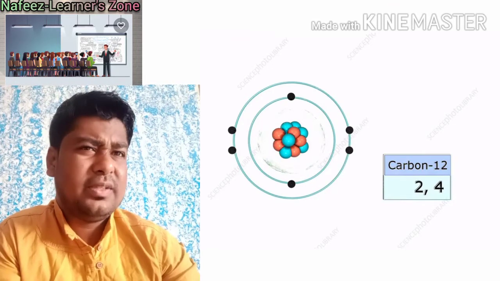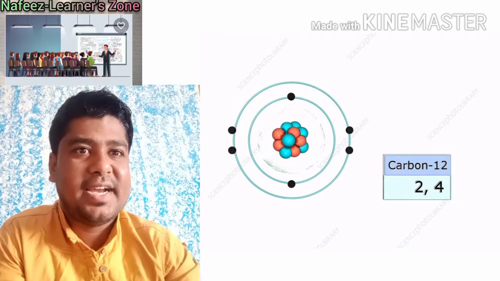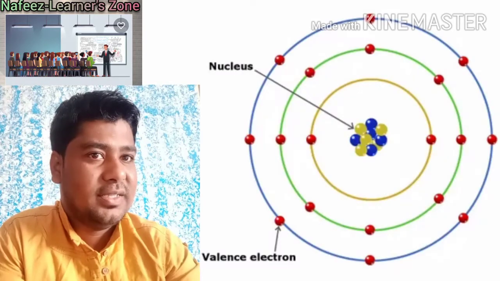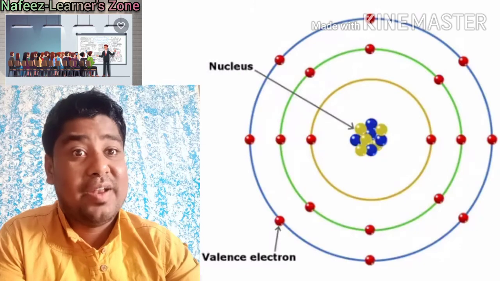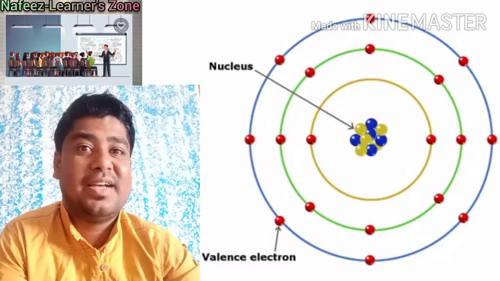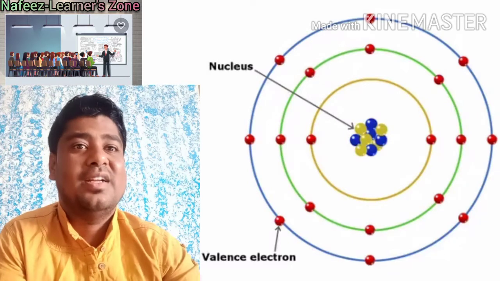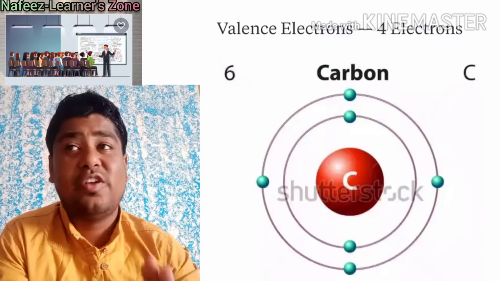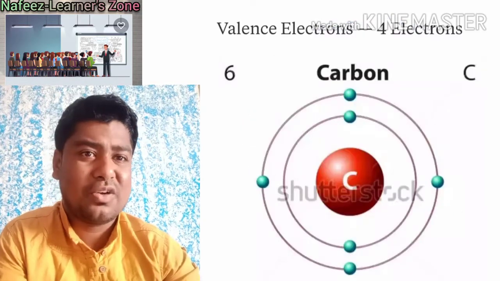Right. There is one more thing which we studied in 9th standard after electronic configuration. That is the number of valence electrons. What's the number of valence electrons here? What is a valence electron? Valence means the ultimate or the last shell. In the last shell, there are 4 electrons. So there are 4 valence electrons. What is the valency?